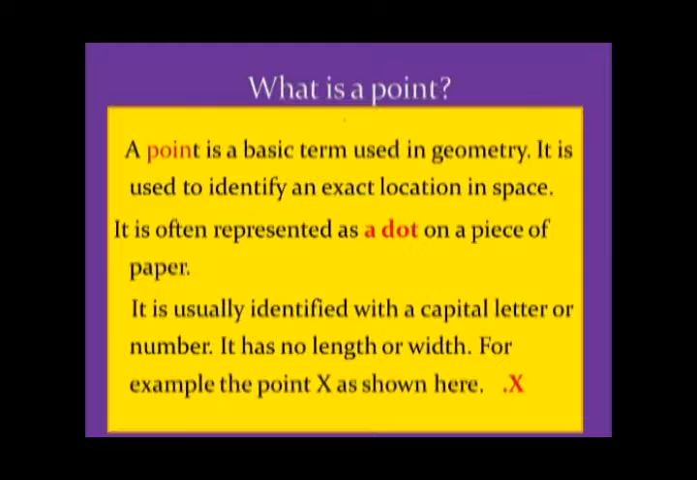What is a point? A point is a basic term used in geometry. It is used to identify an exact location in space. It is often represented as a dot on a piece of paper. It is usually identified with a capital letter or number. It has no length or width. For example, the point X as shown here.